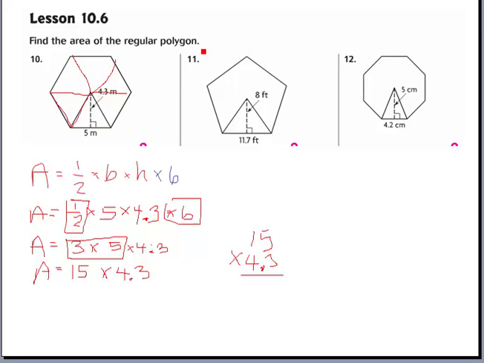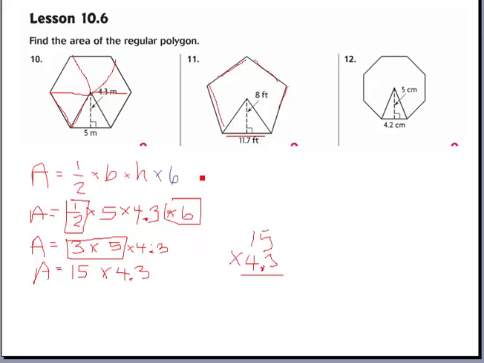Now when you do number 11, you're going to use the same formula, only going to change this blue number. You're going to count up how many sides there are. So see, there's 1, 2, 3, 4, 5. This is a pentagon. So you'll change this to being a 5. But what you put in here will be exactly the same. The base will be 11 7/10. So instead of 5, you'll put 11 7/10. The height on this will be 8. So instead of putting a 4.3, you'll put an 8. And instead of putting a 6 here, you're going to put a 5. But everything else will be the same.